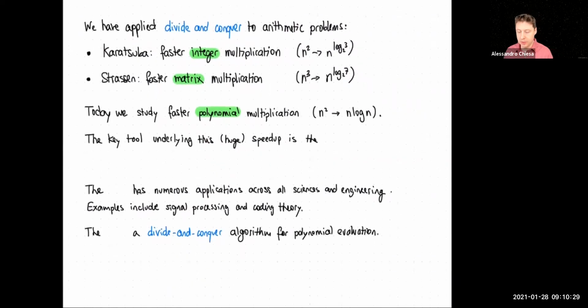Today, we're going to talk about, again, algorithms for arithmetic. We have seen how to use divide and conquer. This point I've said it many, many times. Karatsuba was for faster integer multiplication.